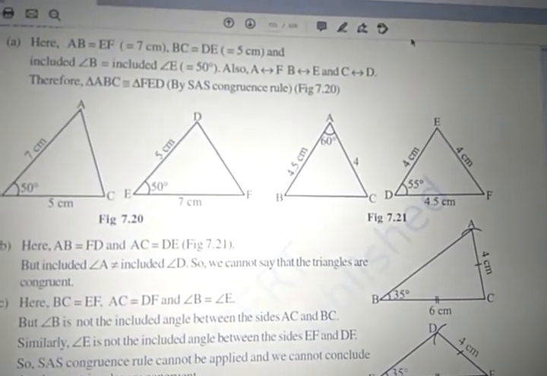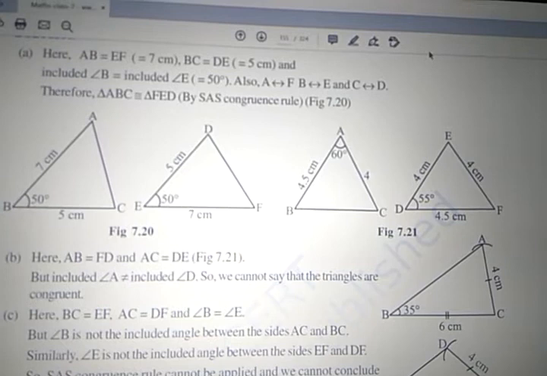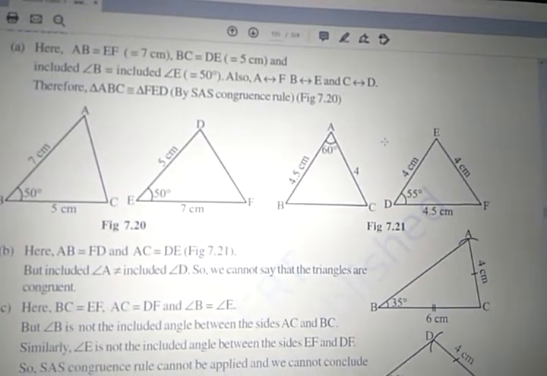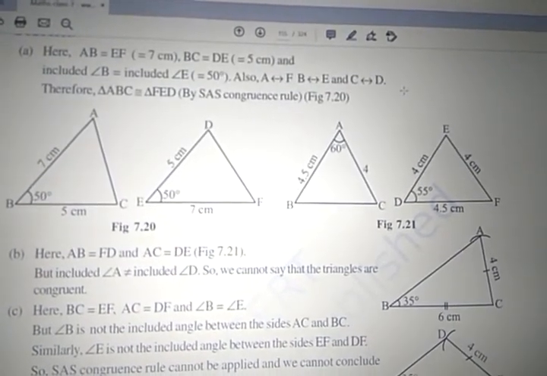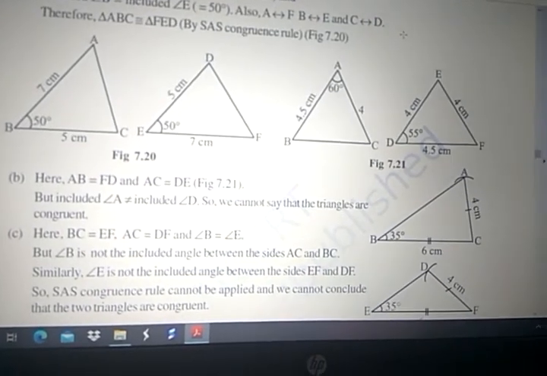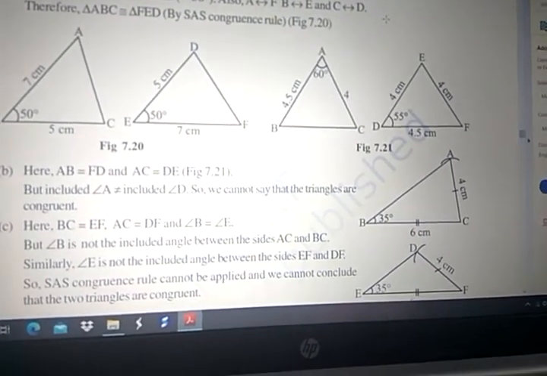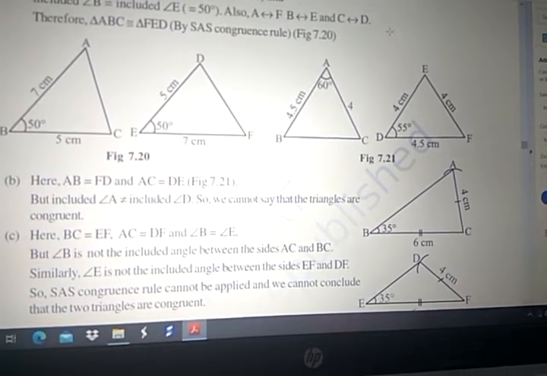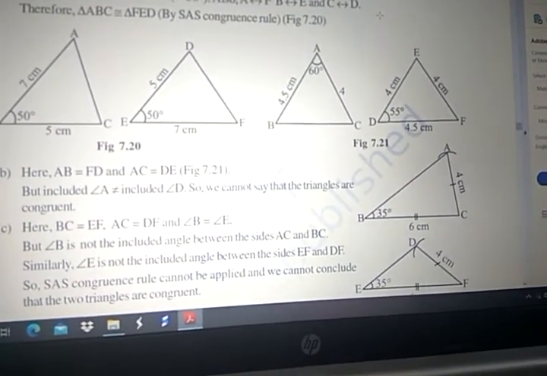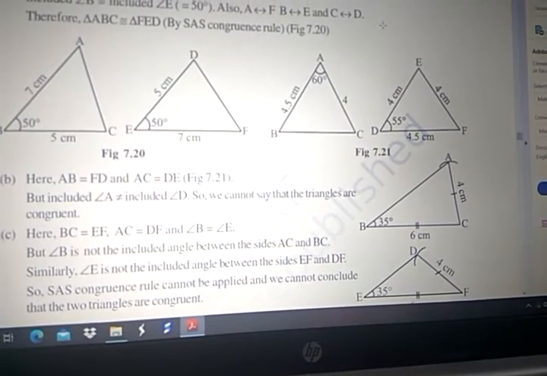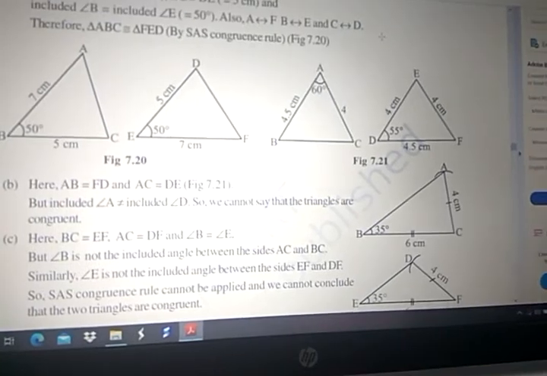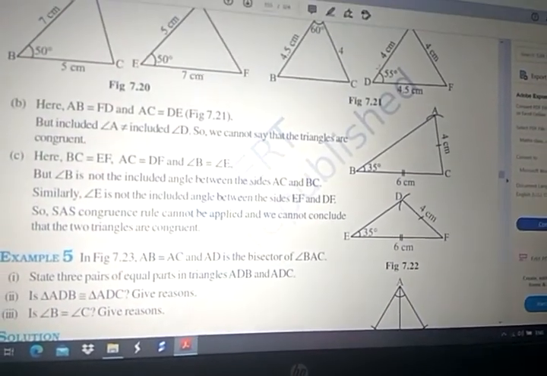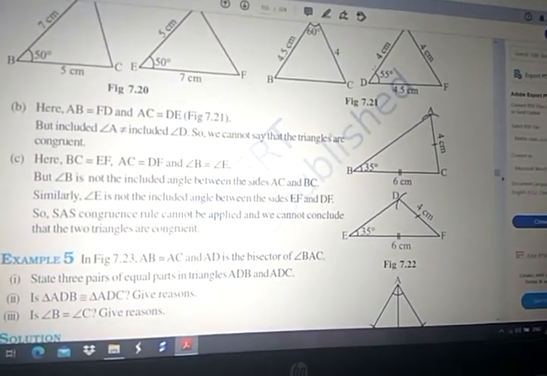We cannot say, you see here in B, we cannot say that the triangles are congruent, right? They are not congruent. In B it is not congruent. In C you see, angle A, angle D, angle B is equal to angle E, 35 degree. Then AC is equal to DF, 4 centimeter. And BC is equal to EF.